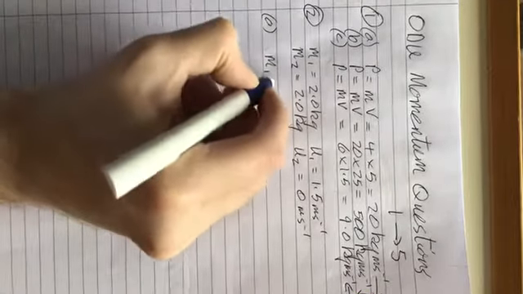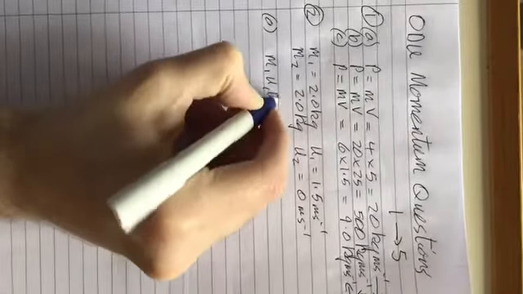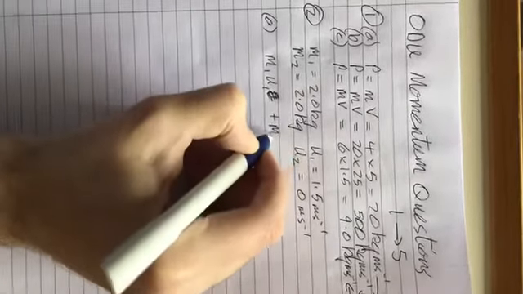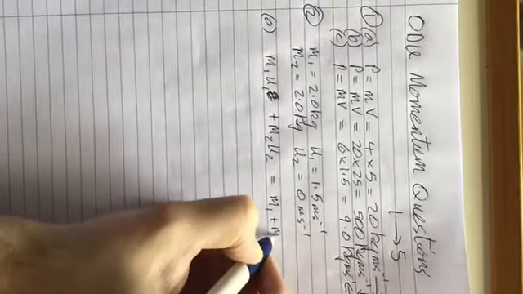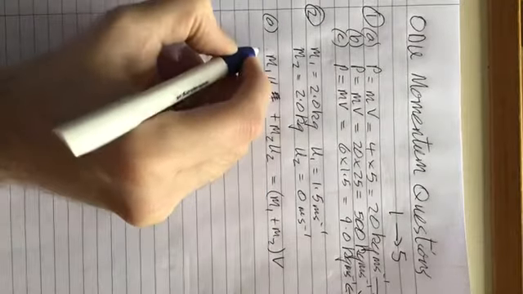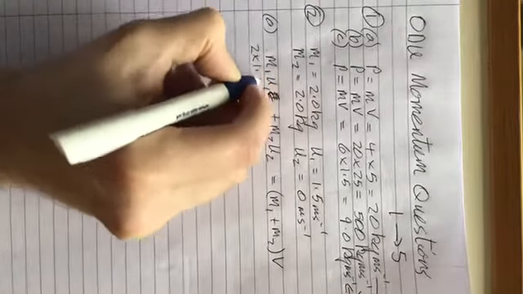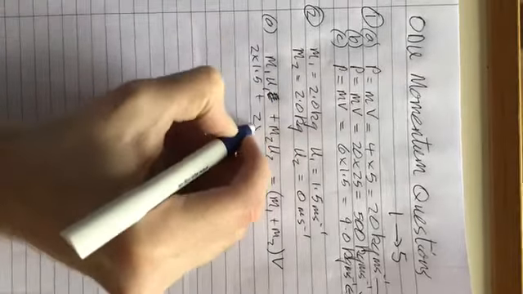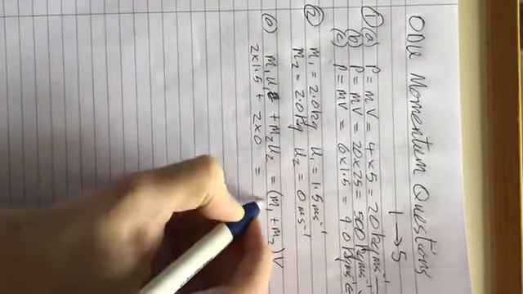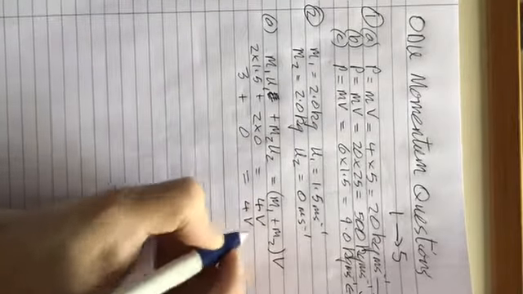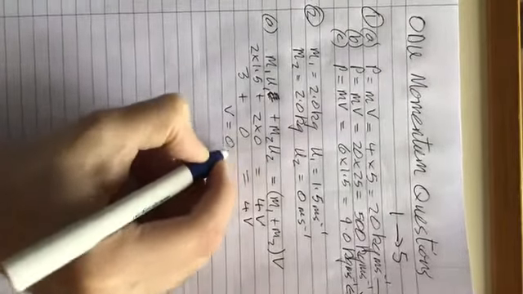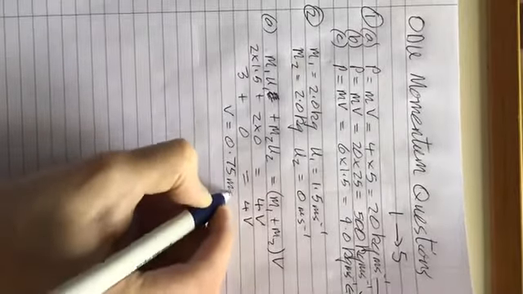And that would be M1 U1 plus M2 U2 equals M1 plus M2 times V, because they stick together after the collision. So 2 times 1.5 plus 2 times 0 equals 4V, which means 3 plus 0 equals 4V, which means V must equal 0.75 meters per second.